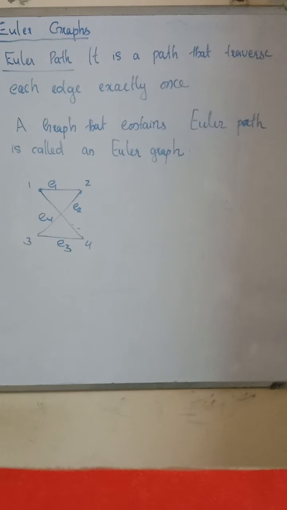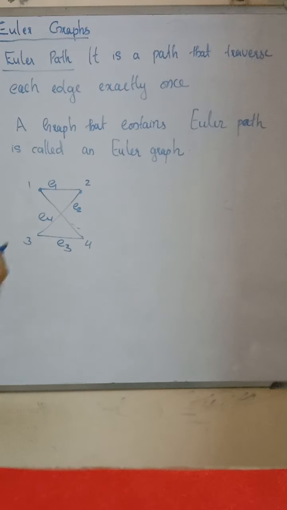Today we discuss the topic Euler graphs. First of all, we define the term Euler path. An Euler path is a path that traverses each edge exactly once.